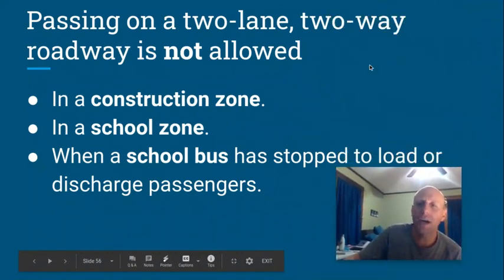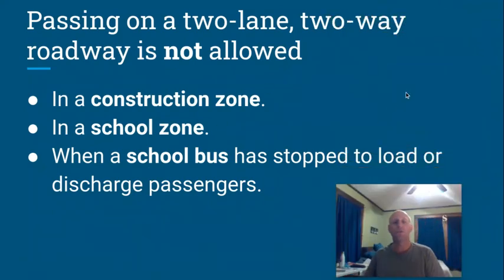You're also not allowed to pass in a construction zone. Why? You're supposed to be looking for construction workers so that you don't hit them and kill them. You're not allowed to pass in a school zone. Why? You're supposed to be looking for kindergartners so you don't hit them and kill them.